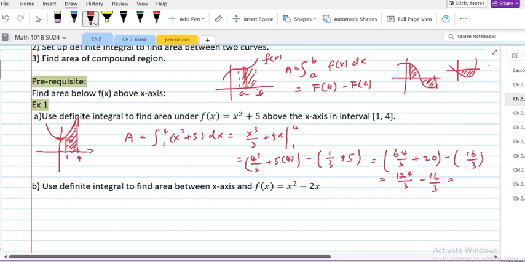Let me get my calculator. 124 minus 16 is 108, but it's divisible by 3. That's 36.